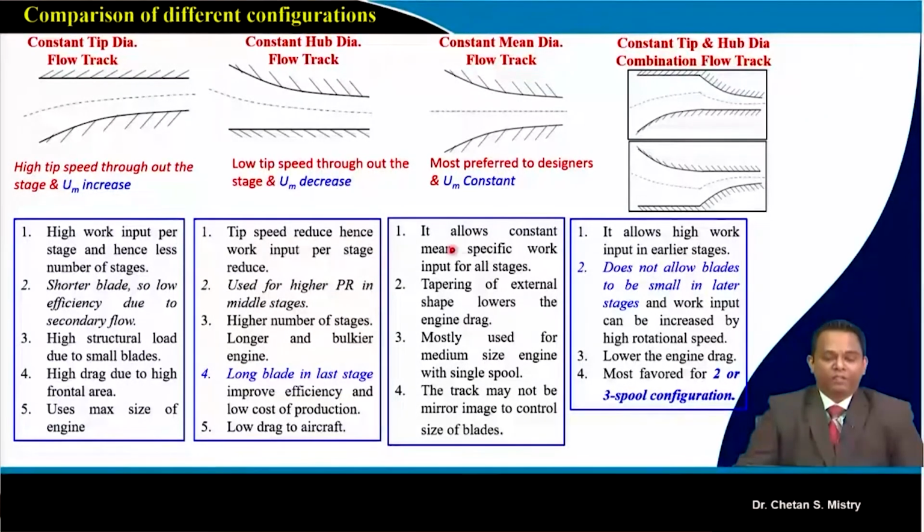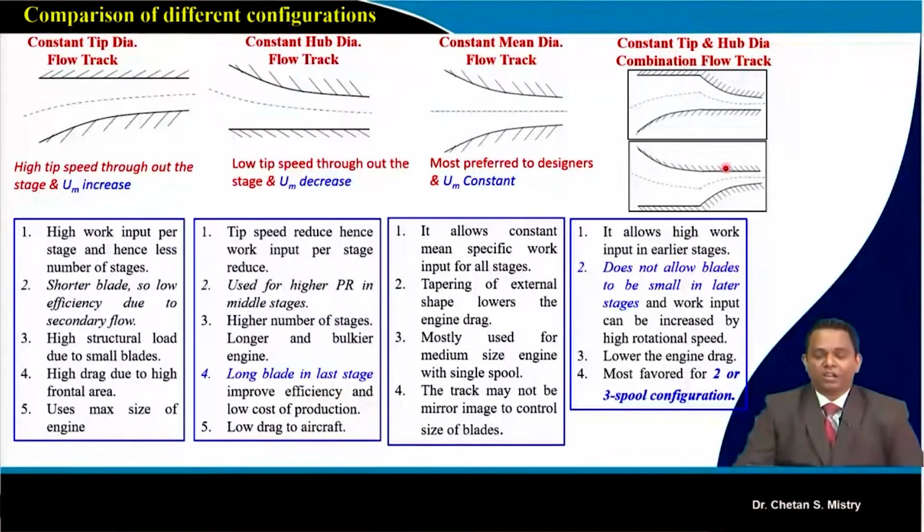Under that configuration, the shape of our track is tapered, which is going to reduce your drag. And to address the problem with blade height, maybe in the later or rear stages, we can adjust the shape of this track. That is the flexibility we have with constant mean diameter, and we can use it mostly for our medium size engines.